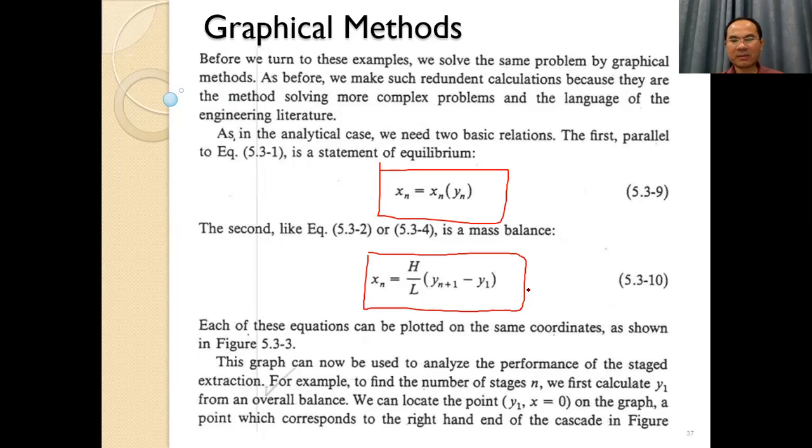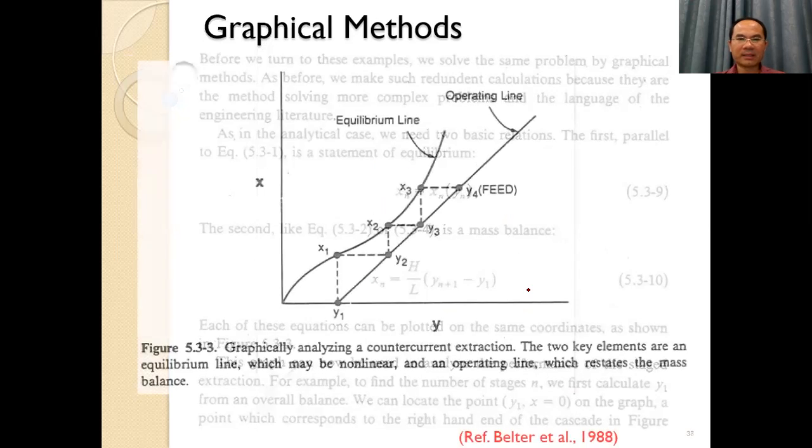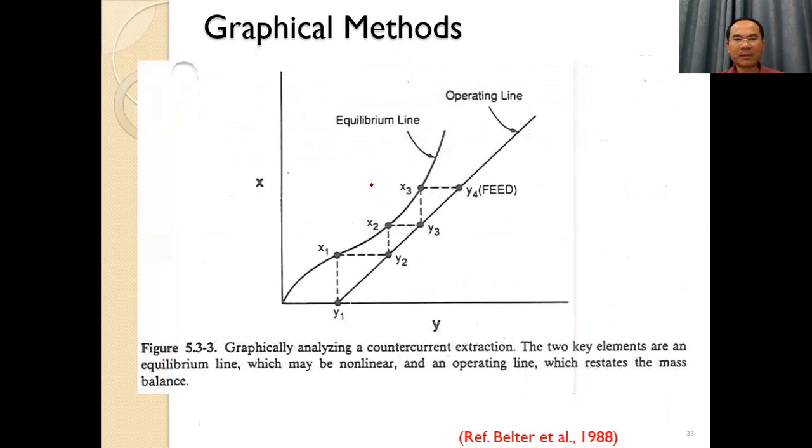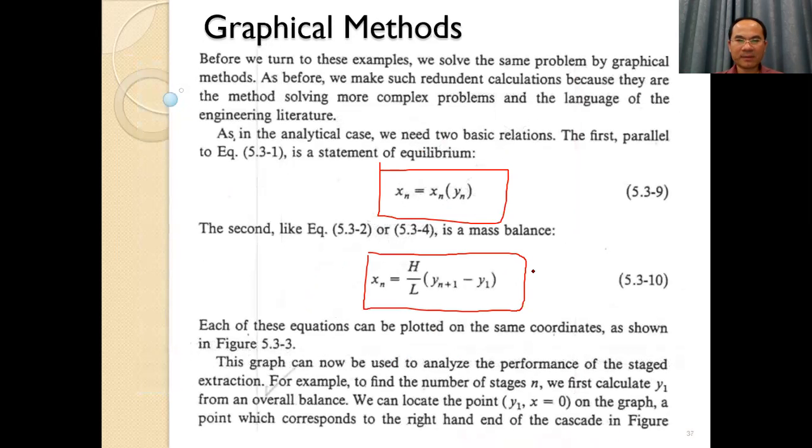And then for this case, you can construct the graph of X and Y. X is the amount of solute in the light phase, Y amount of solute in the heavy phase. And the first one, you can construct the equilibrium line like this. It's maybe linear or non-linear. It depends on the information. This is the equilibrium line. And this is the operating line. Operating line comes from this.